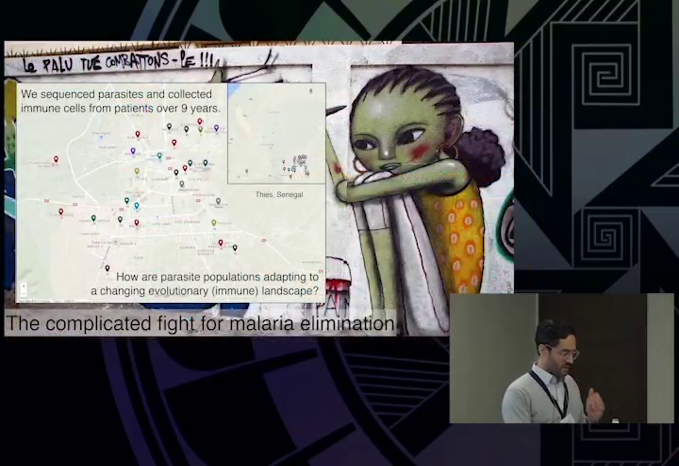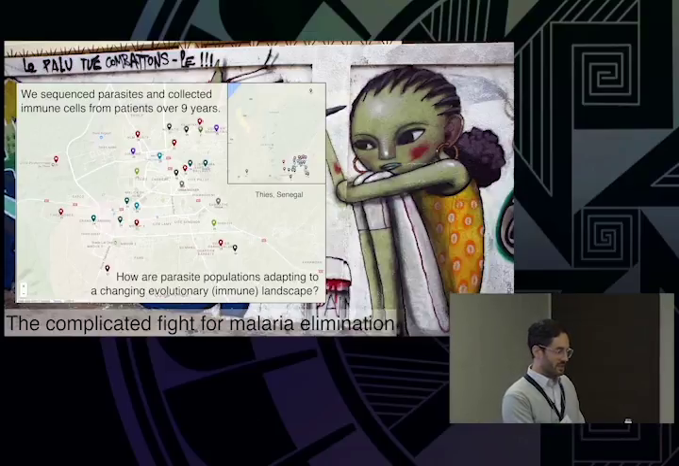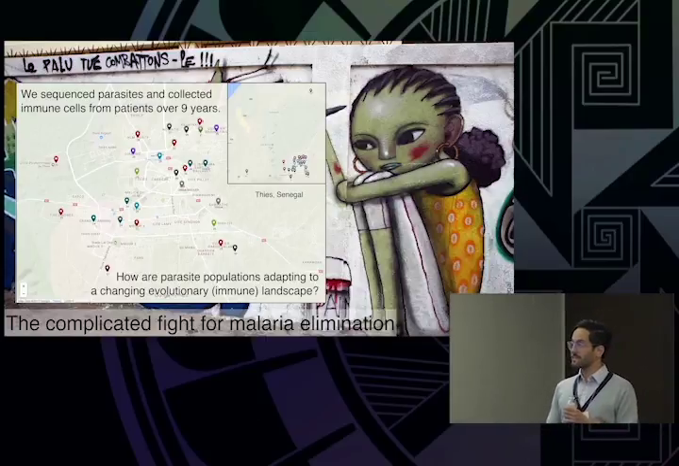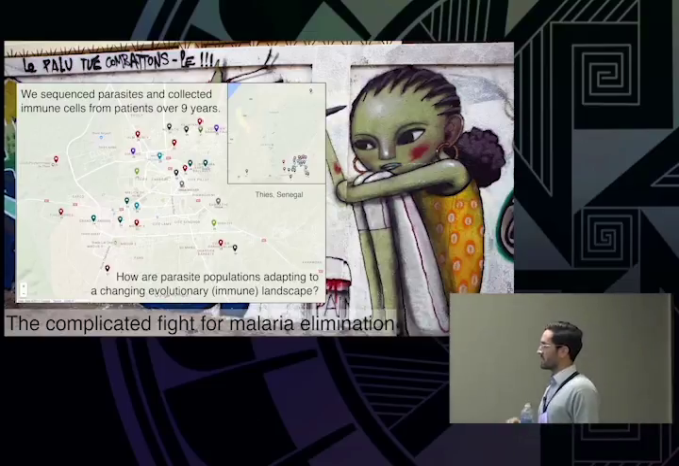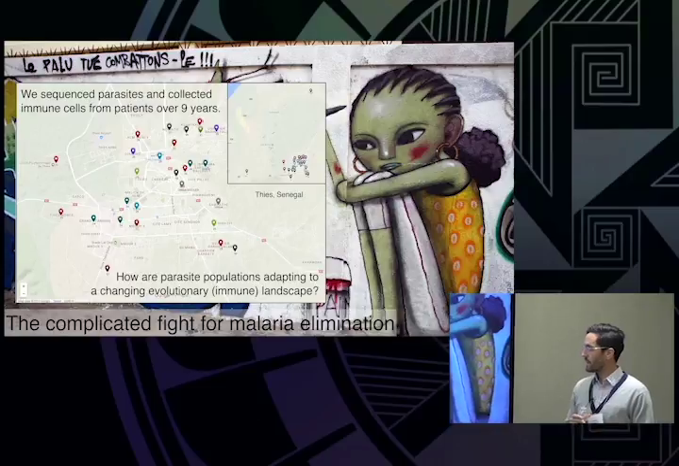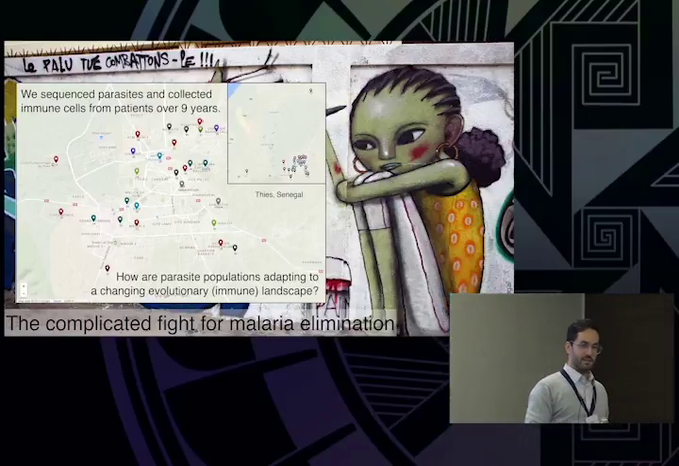Working with colleagues in Dakar, Senegal, we're trying to understand more about malaria elimination, and to do so, again, we're using these network approaches. In this case, we've been sequencing parasites and collecting immune cells from people who have been infected over 9 years across this area called Chess, Senegal, which is just inland from Dakar. We're trying to learn how the parasites are adapting as a population to a changing immune landscape.